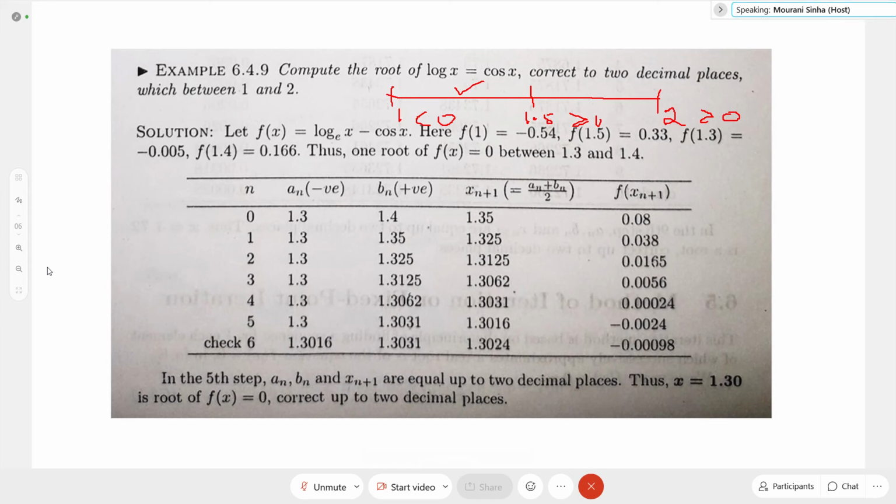Okay, anyone has any question? So these were the two questions we did for bisection method, and after this we want to start the Newton-Raphson method a little bit. But if you have any queries, first let me know.